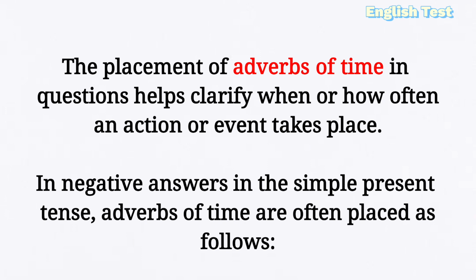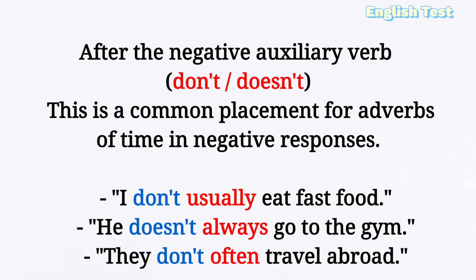In negative answers in the simple present tense, adverbs of time are often placed as follows. After the negative auxiliary verb, don't and doesn't. This is a common placement for adverbs of time in negative responses. For example: I don't usually eat fast food. He doesn't always go to the gym. They don't often travel abroad.